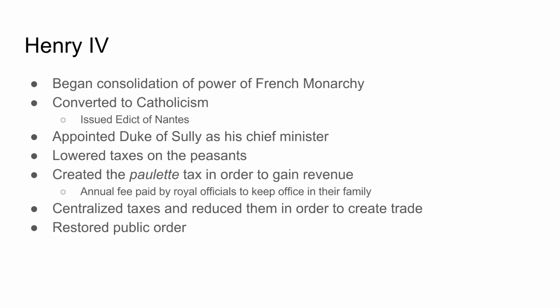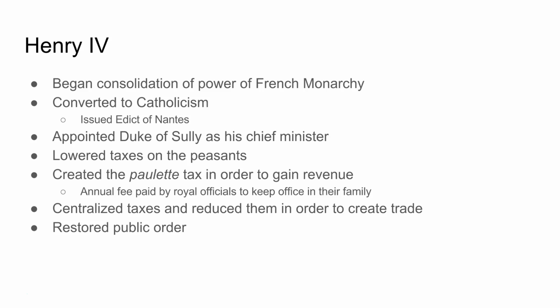Henry IV appoints a guy, the Duke of Sully, to be his chief minister. Sully, that's how we refer to him, works as chief minister to help right the ship of France at this time. It's chaotic. There are high taxes, and so there's not a lot of economic growth. So as chief minister, Sully lowers taxes on the peasants. He really lowers taxes across the board. His thought is that if he can lower these taxes, he can create trade, and then this trade will create other revenue which will offset the decrease in taxes.